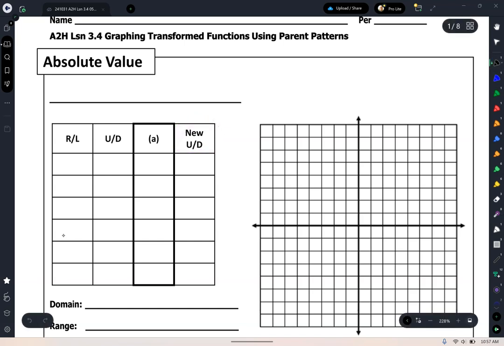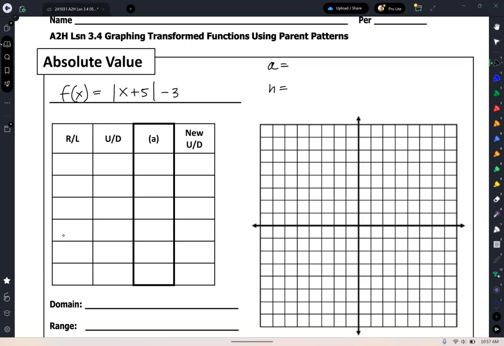So let's start with a function that looks like this. We're going to graph the function f of x is equal to the absolute value of x plus 5, minus 3. The first thing you're going to do for each one of these is identify an A, an H, and a K. Go ahead and write those down: A, H, and K. Okay, you got them? So for A you should have put 1. For H, you should have put negative 5. And for K, you should have put negative 3.